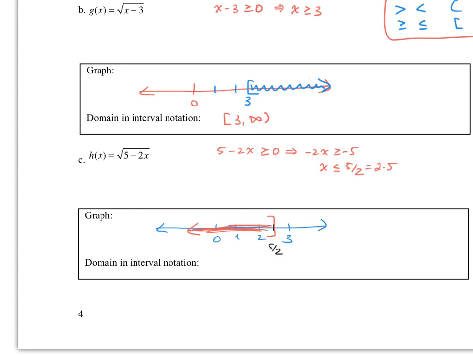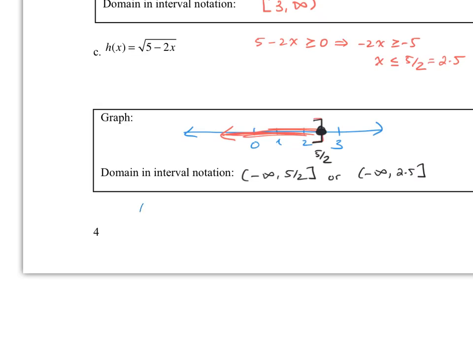Now, if you want to do this with a closed circle, that's perfectly fine too. But the bracket is more appropriate because of this. If we use the interval notation, you can see that it goes from minus infinity to 5 over 2. So this will be minus infinity to 5 over 2, or you can write minus infinity to 2.5 with a bracket. Either way is fine. So now just a final note on interval notation.